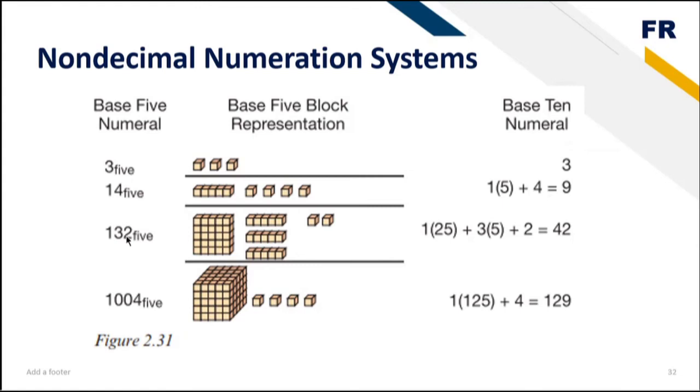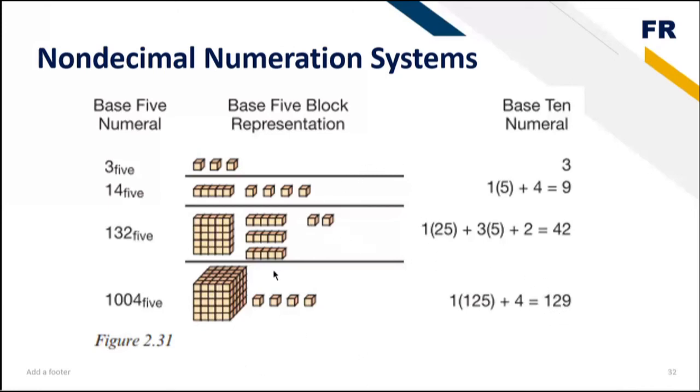Then yung 132 base 5, meron tayong 1 flat, 3 longs, and 2 units. So kaya 1 times 25. Kasi yung magiging flat natin sa base 5, 25 lang yan. Plus 3, yung long natin ay 5, 3 times 5 at yung 2 units. So we have 42. At sa 1004 base 5, meron tayong 1 block at 4 units. At yung block natin sa base 5, that is equivalent to 125. So we have 1 times 125 plus 4 or 129.